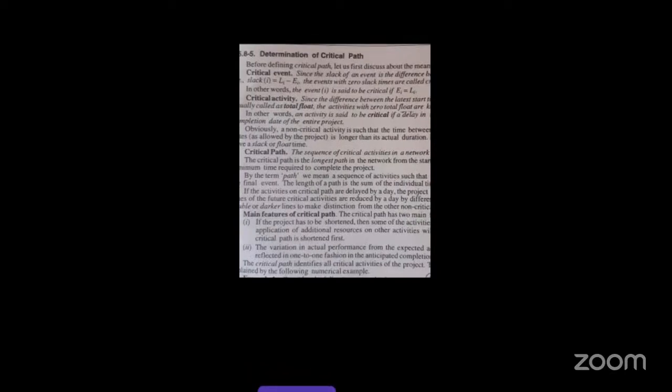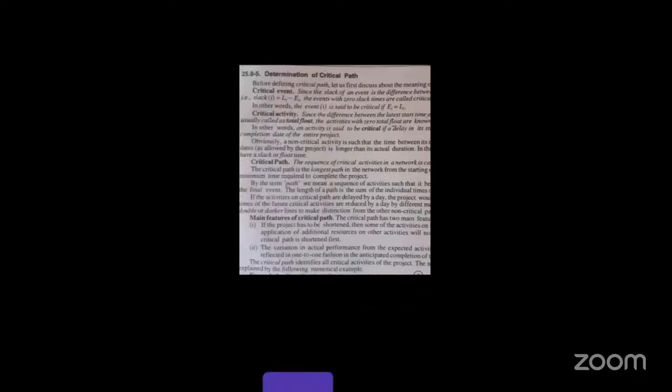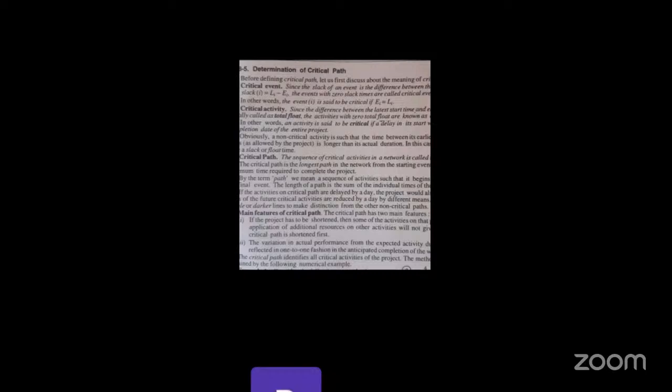And a critical activity: the difference between the latest start time and earliest start time of an activity is called total float, and the activities with zero total float are called critical activities. So if the total float value equals 0, then that is known as a critical activity. Next, critical path. The longest distance in that entire diagram is called the critical path. Okay. Next.